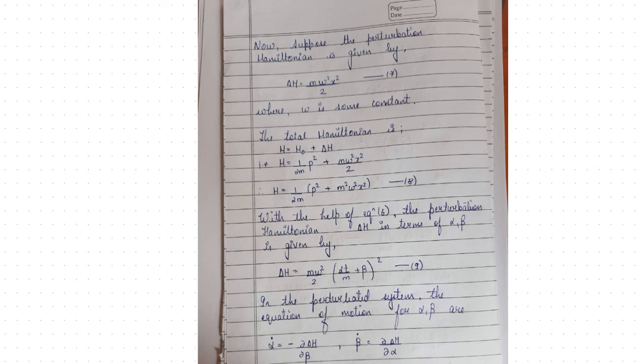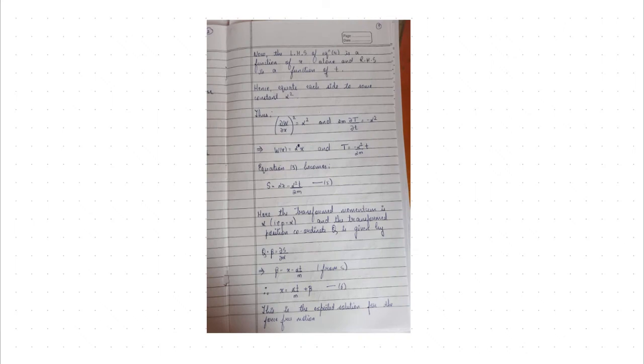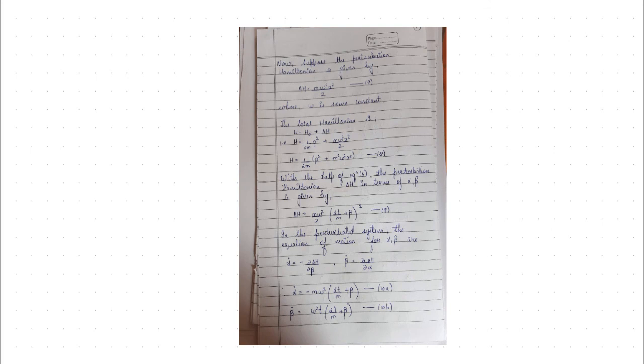Now with the help of equation number 6, the perturbation Hamiltonian delta h in terms of, see, in equation number 6 we had the value of x. I will put this value in this equation.